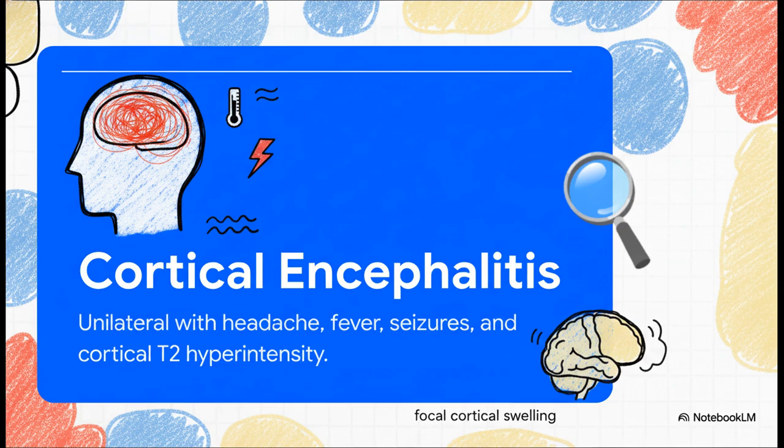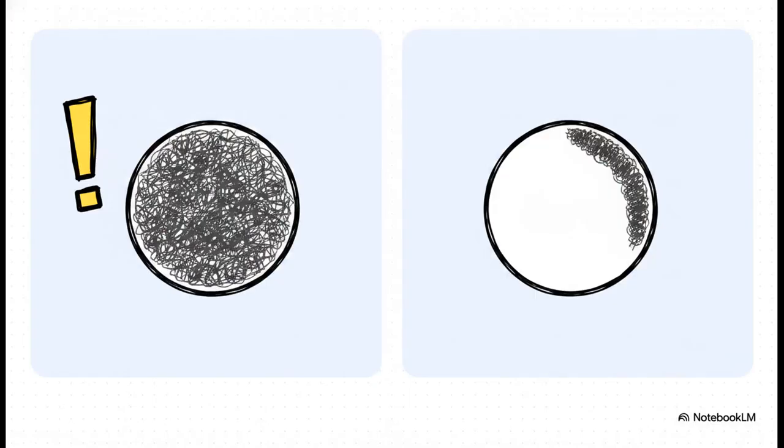And our fourth core presentation is a complete spinal cord syndrome. Now here's where it gets a little tricky, distinguishing this from a partial syndrome.